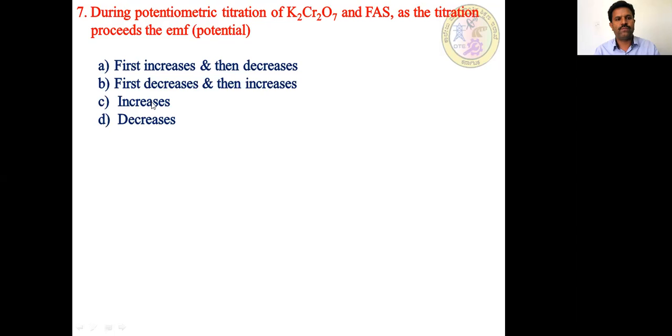Don't get confused. While plotting the graph for the first derivative curve, we observed an increase and decrease, but that is not the EMF. It is the change in EMF divided by the change in volume. If we consider only the potential, then throughout the titration it keeps increasing, because if we look at the Nernst equation, the ions present in the numerator will increase throughout the titration. Hence the right answer is option C.